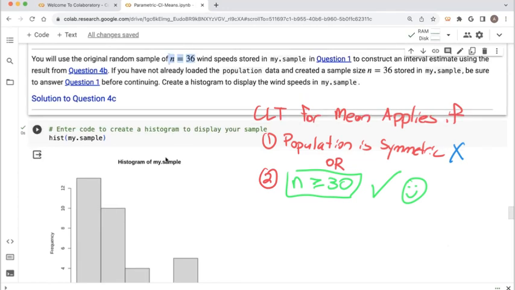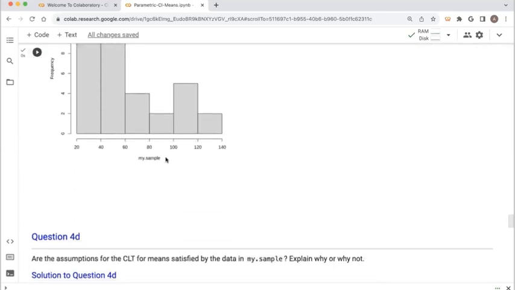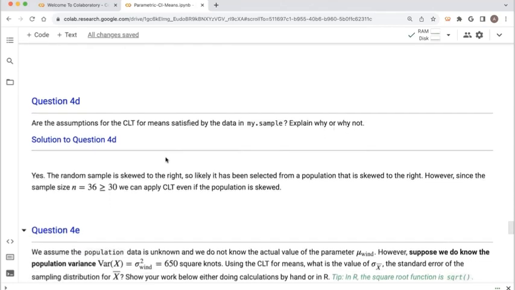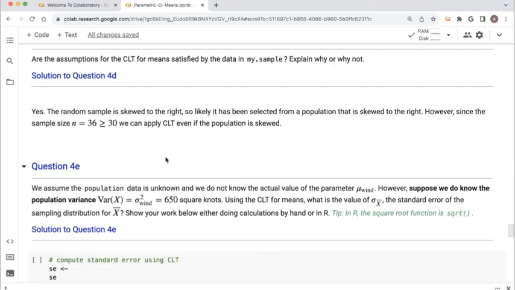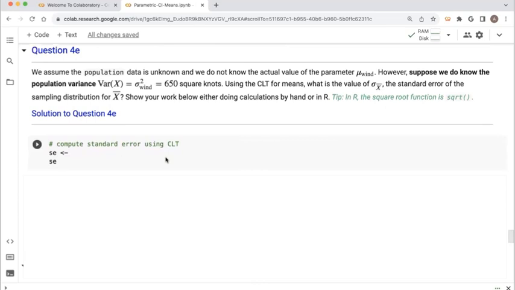Okay, so we verified the assumptions required to apply the central limit theorem, that these are satisfied. So now let's try and use this interval that we observed earlier to construct a 95% confidence interval for the population mean. So heading down to question 4E, in this process of constructing this confidence interval, we need to know what the standard error is for the underlying sampling distribution for the mean.